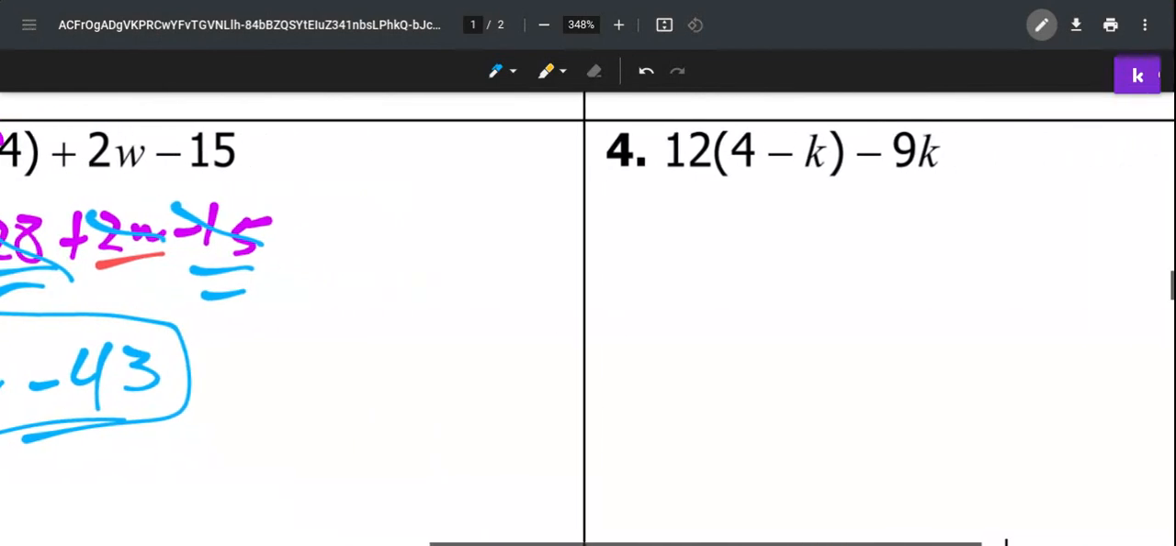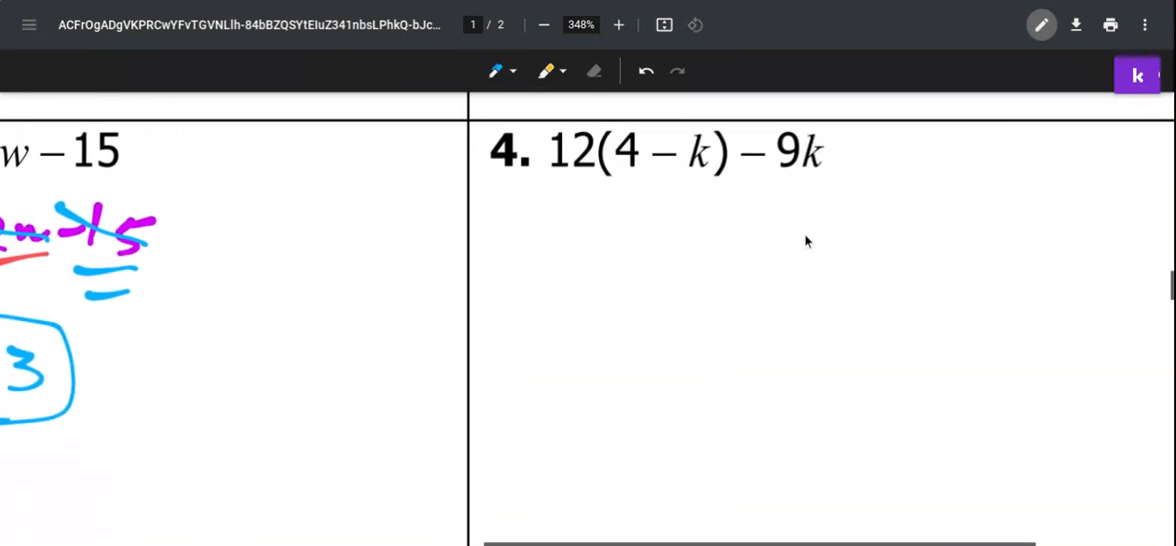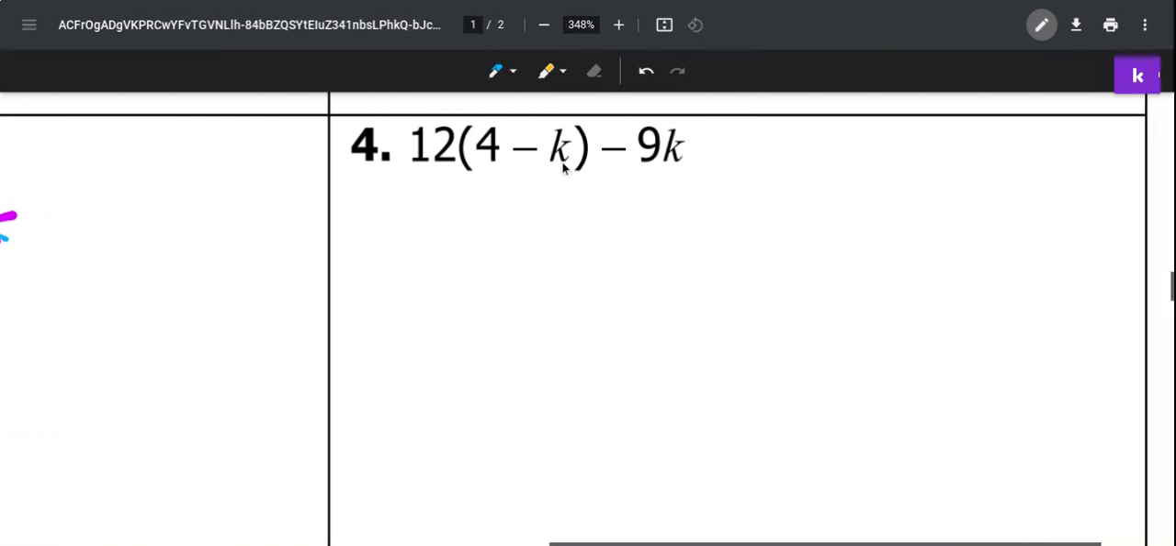Now, let's go to number 4. So on number 4, you try this one, and then we'll do it. I'll do it. So pause this, try number 4. So here's number 4. We have to distribute first once again. That would give us 48.